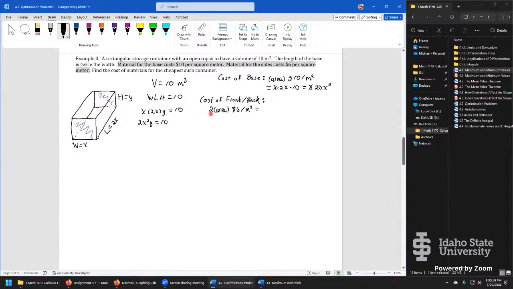So now we take the doubling factor because there's a front and a back. The area for this rectangle here, same as this area, is just going to be the length x times the height y. So 2 times x times y times 6. So altogether, this is just 12xy.